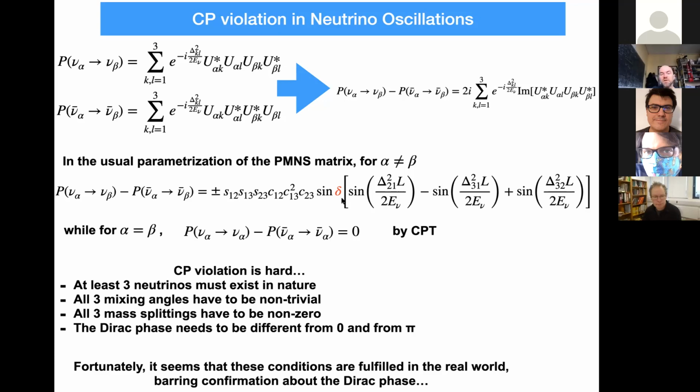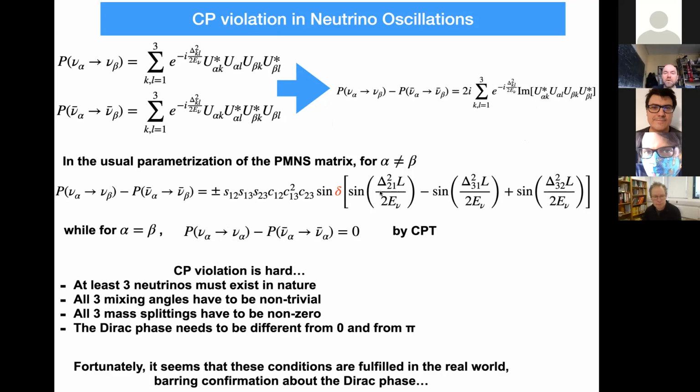It is actually worth noticing that if you use the same formula and take alpha equals beta, then by CPT, nu alpha to nu alpha has to be the same as nu bar alpha to nu bar alpha. And this is indeed what's coming out. You can easily show that this vanishes if alpha equals beta. So the formulas that we obtained here are consistent.